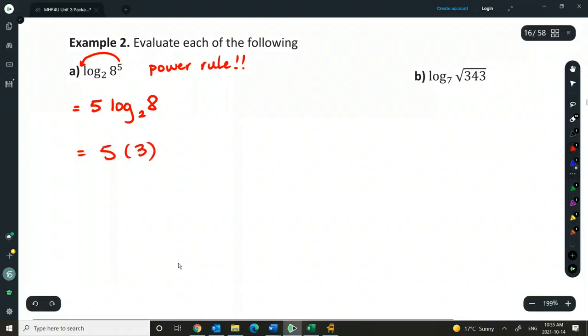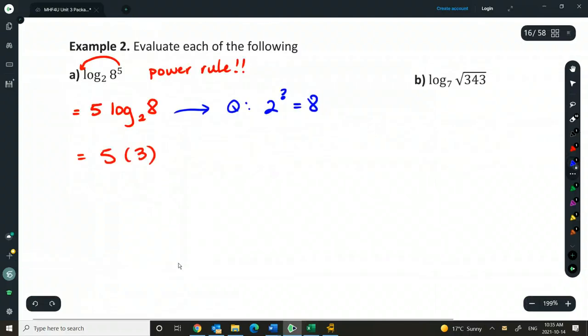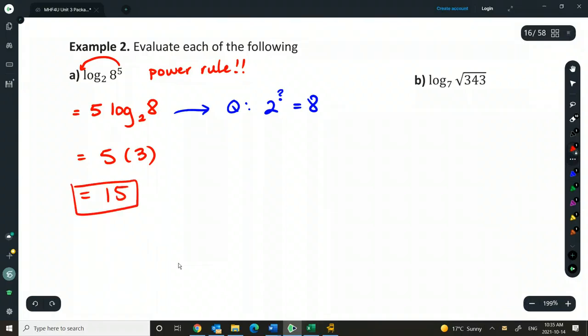Okay, so just as a side note here, the question is 2 to what exponent equals 8? The answer is 3. 2 to the exponent 3 equals 8. So that's why the answer to this logarithm is 3. Okay, and 5 times 3 is, of course, 15. Okay, no calculator needed for that one, right?